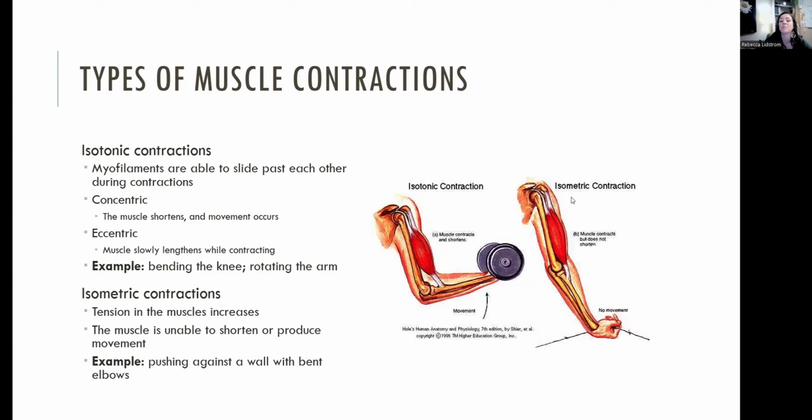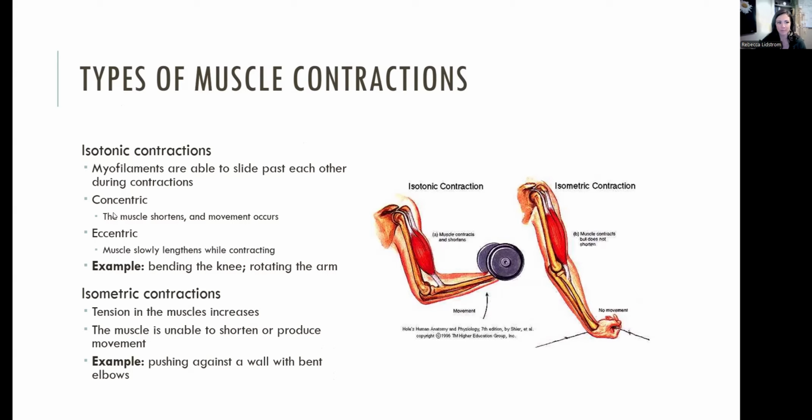Isometric contraction is when the muscle is contracting, but it is not shortening or lengthening. If you were to stand up next to the wall and push against the wall, you can't move that wall, right? The wall has more force exerting back on you than you're able to put on it. So the shape or the length of the muscle is not changing. However, you are still contracting. This is an isometric type contraction. So tension of the muscle increases, but you are unable to shorten or produce any type of movement.